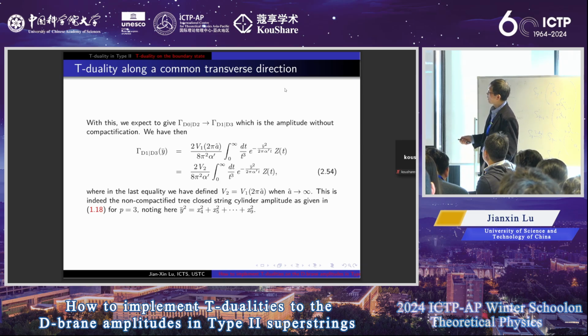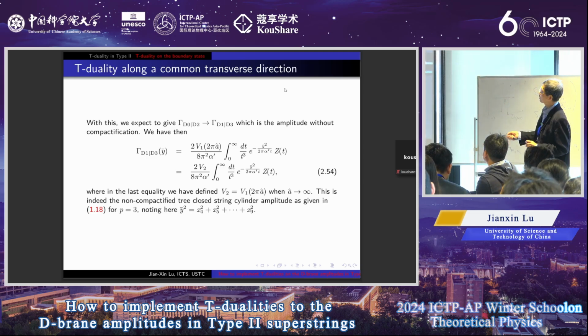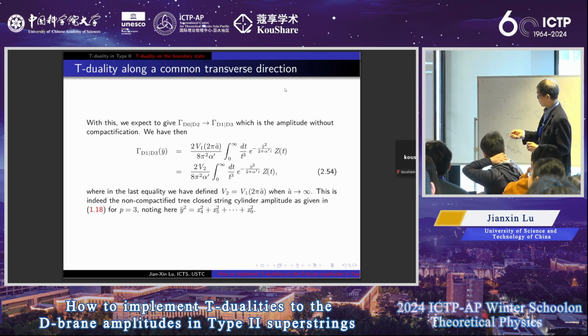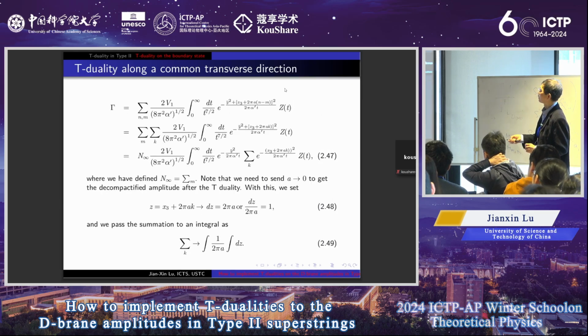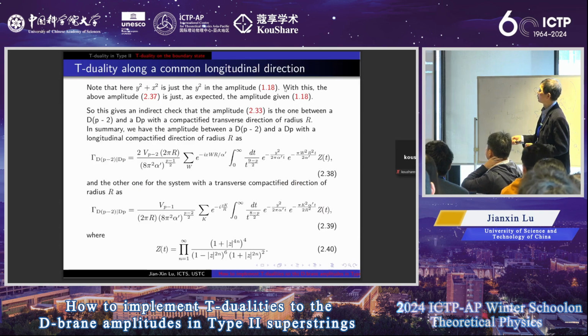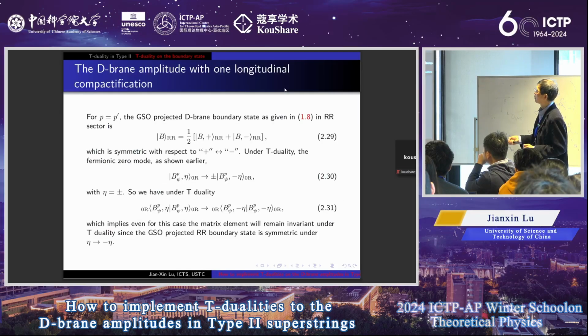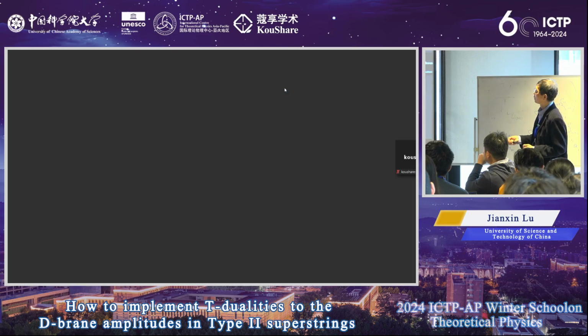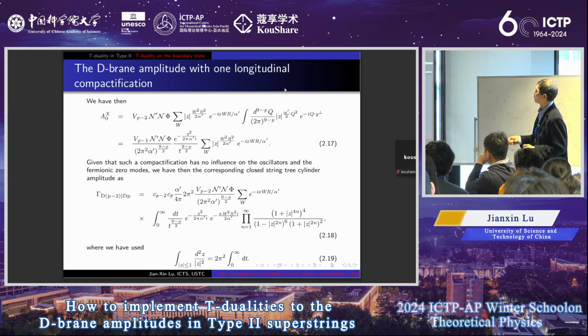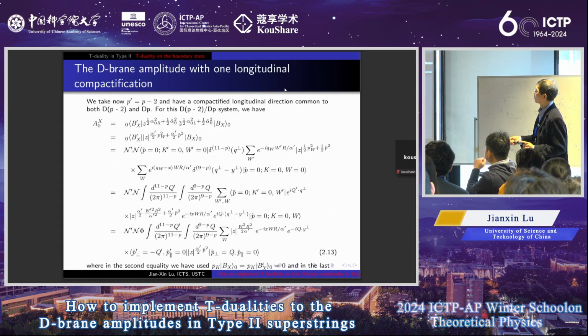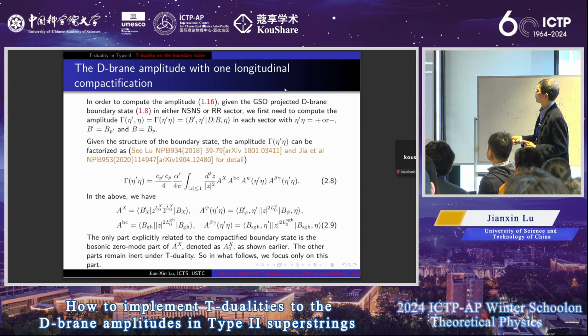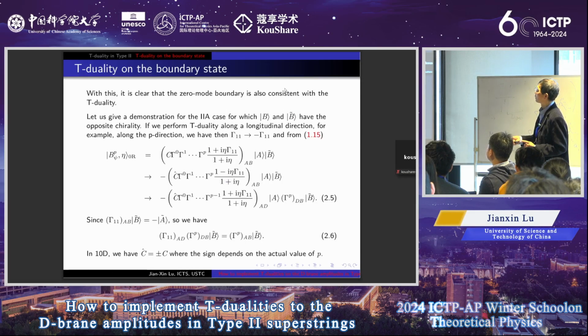So now the y bar is one dimension less compared to the one before we do the T-duality. You'll see this is precisely the formula we gave at the very beginning. If you don't believe that, we just move back. The formula gives you only for the longitudinal compactification.